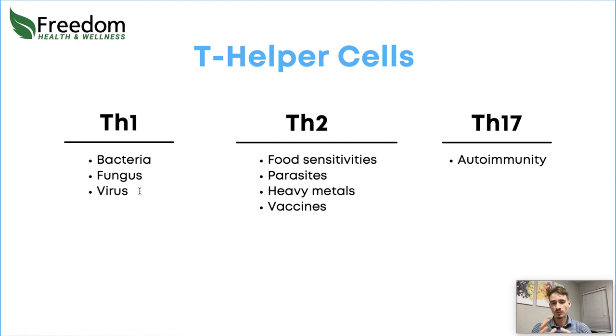Okay, so we'll talk more specifically with each of these things as far as what is going to impact them and affect them in other videos. But to give you just some brief insights, anything that happens in regards to Th2 is going to suppress Th1. So if you have a nasty food sensitivity, heavy metal issue, vaccine reaction, parasites, and you always get sick with viruses and bacteria and all those different things, the issue is probably with the Th2 part of your immune system.